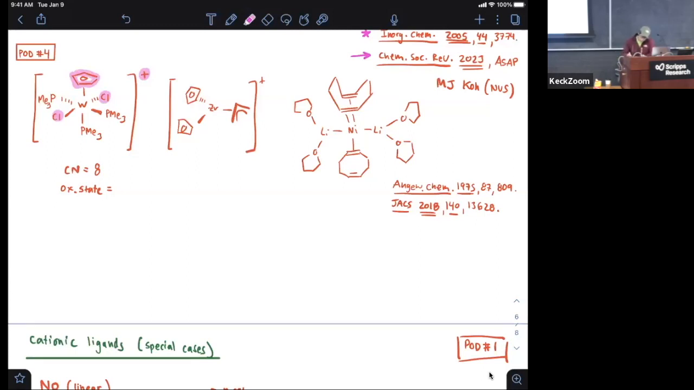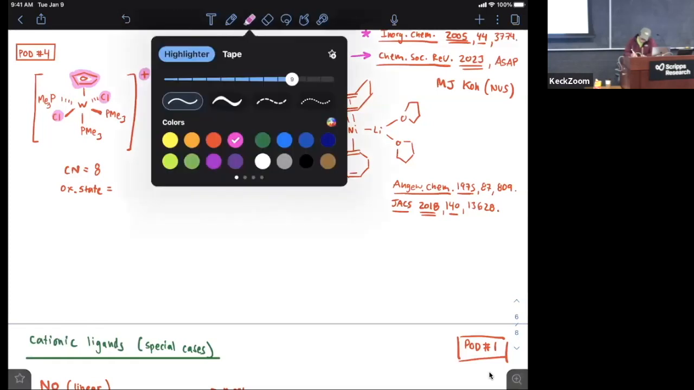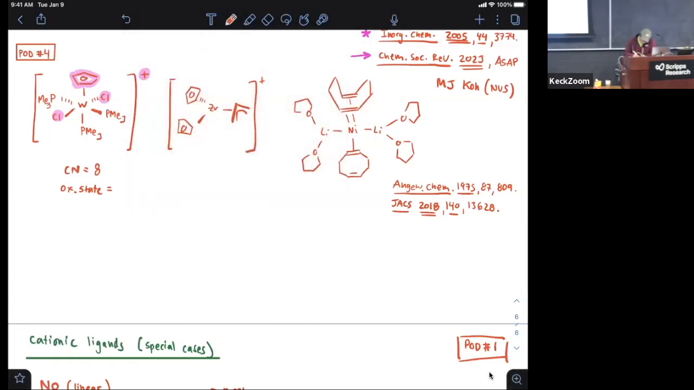So that means that however much charge the ligands add up to, we're going to need one more charge than that to be at this overall +1 charge. So I think you correctly said +4 oxidation state at tungsten. And then I think you took it one step further to say that tungsten was D what? Tungsten 0 is D6, so tungsten +4 will be D2.